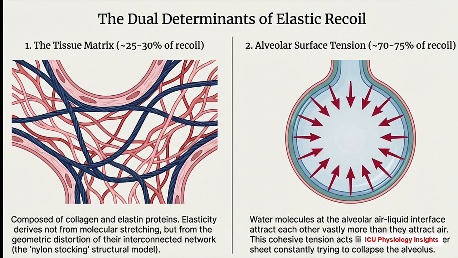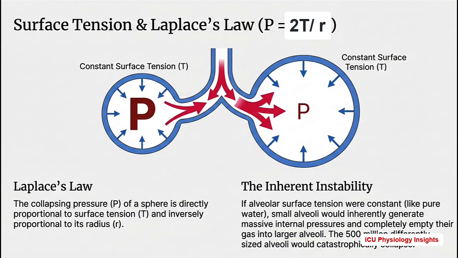We've just talked about the lung's tissue elasticity, but believe it or not, a far more powerful force is at play on the alveolar surface. Surface tension. This force is generated at the air-liquid interface lining every single one of our hundreds of millions of alveoli. And this brings us to a fundamental physiological paradox.